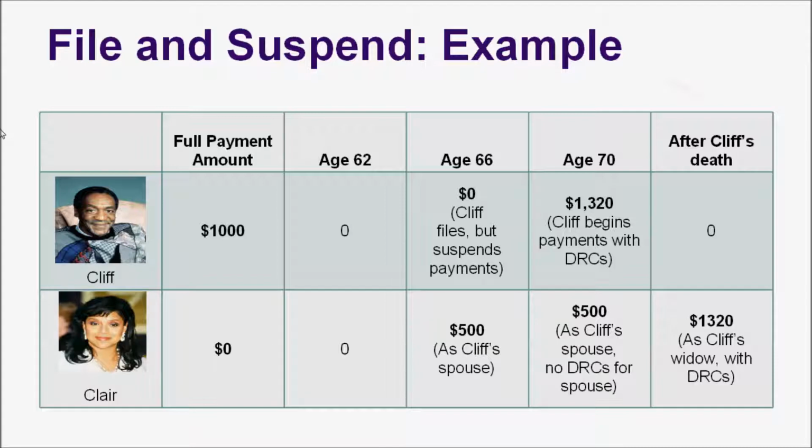Okay, in a little summary again, here's Cliff and his wife Claire, and his full retirement amount is $1,000. At age 62, neither of them is going to draw. At age 66, Cliff files but suspends. The wife starts collecting 50% of what he should have gotten at that time, which is $500. But at age 70, Cliff goes ahead and starts receiving his retirement, which now is going to be $1,320 instead of the $1,000 he would have received at 66. She continues to receive the $500. And so they're getting a total of $1,820, which is a lot more than they would have. And when he passes away, she continues to collect the higher amount of $1,320 that he did.